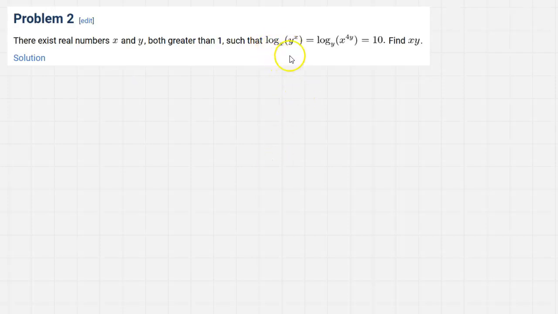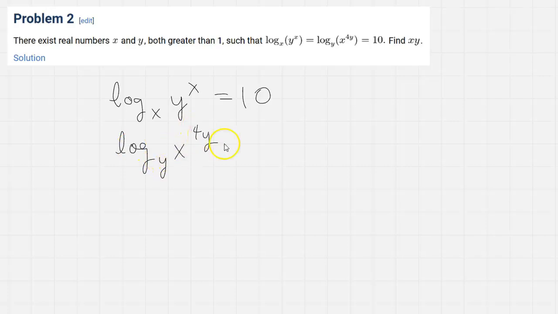So log base x of y to the x is equal to log base y of x to the 4y, and they're both equal to 10. Given that, we need to find the value of xy. So let's just write this out as two separate equations. This equals 10, and then obviously the other one as well. So now this is log base y of x to the 4y equals 10.